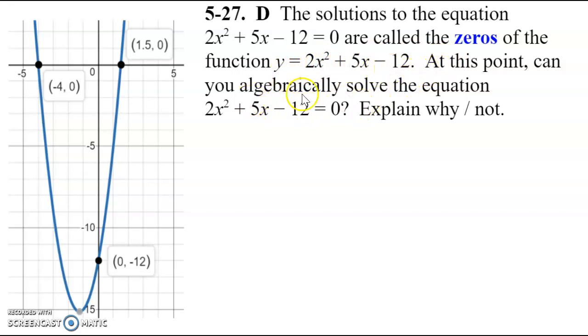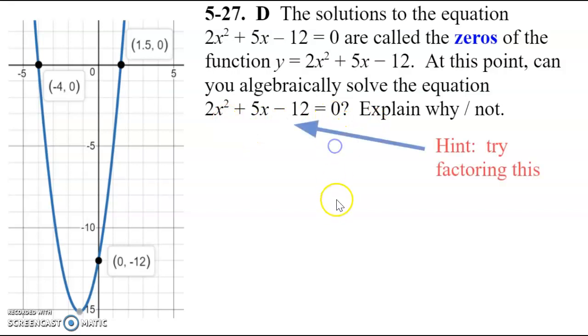At this point, can you algebraically solve the equation? Explain why or why not. And I'm going to give you a hint. Try to factor the left-hand side. The left-hand side is just a quadratic expression. Do you know how to factor this? Hopefully you're going to say yes.